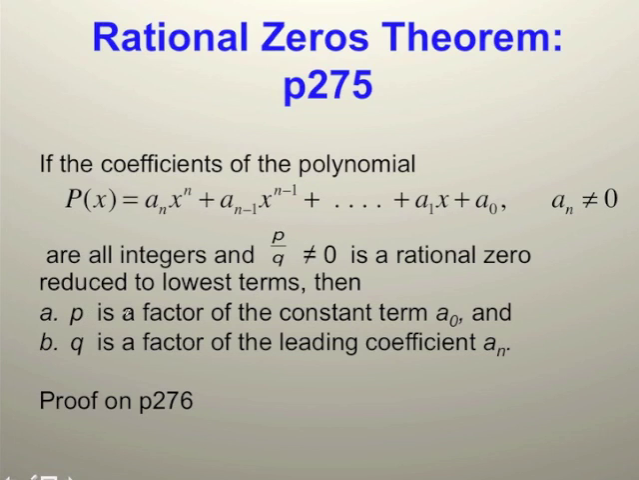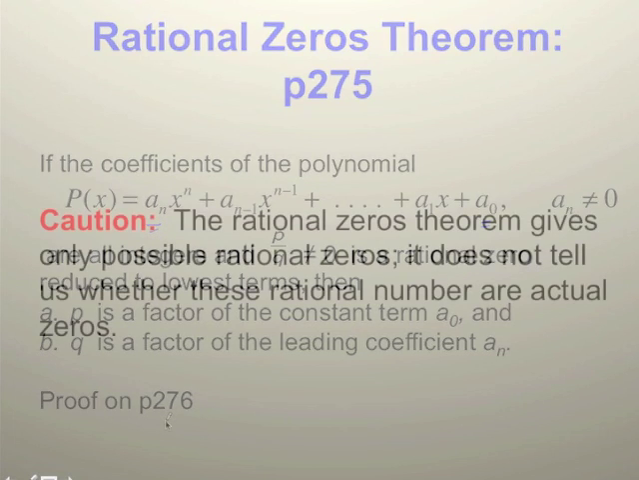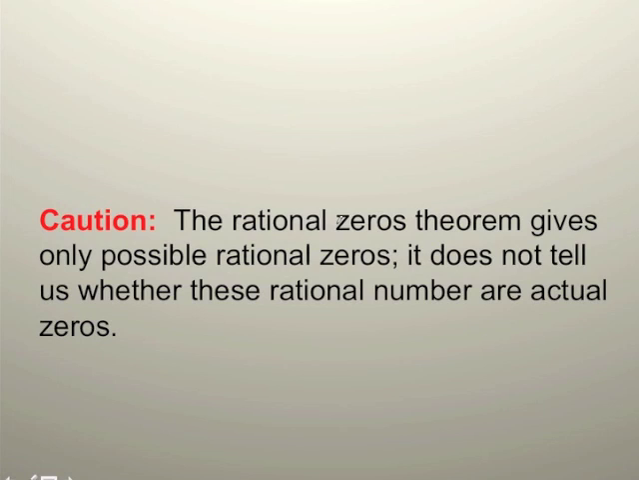Then p is a factor of the constant term, and q is a factor of the leading coefficient. So notice it's the constant term divided by the leading coefficient. The proof of this is on page 276 in our table. The rational zero theorem gives all the possible rational zeros, but it doesn't tell us whether these rational numbers are actually zeros or not.